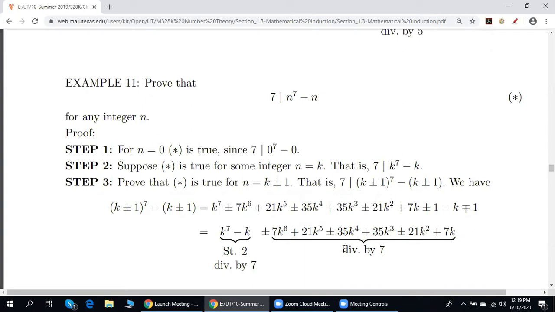Folks, any questions here? I just have a question about the notation. The little asterisk, what is it holding? It means this. Let us denote this by asterisk. Thank you.